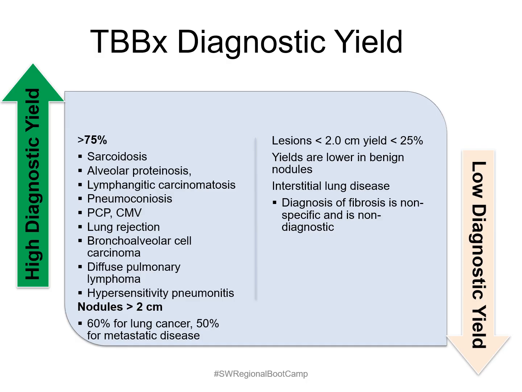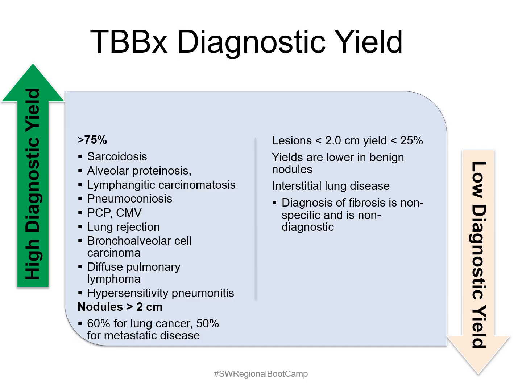The diagnostic yield of transbronchial biopsies varies greatly depending on the underlying pathology. Diagnostic yield is greater than 75% for sarcoidosis, alveolar proteinosis, lymphangitic carcinomatosis, pneumoconiosis, PCP, CMV, lung rejection, bronchoalveolar cell carcinoma, diffuse pulmonary lymphoma, and hypersensitivity pneumonitis. Yield is also fairly high for nodules that are greater than 2 centimeters in size, with 60% yield for lung cancer and 50% for metastatic disease. Diagnostic yield is lower for nodules smaller than 2 centimeters, benign nodules, and interstitial lung diseases. Of note, fibrosis that is seen on pathology from a transbronchial biopsy is a nonspecific finding and is not diagnostic for interstitial lung disease.